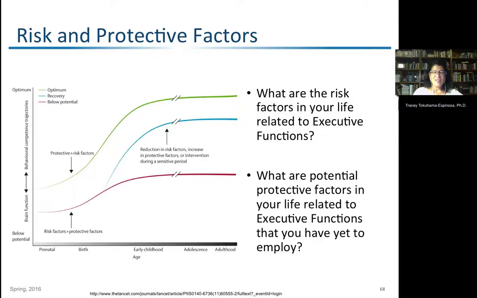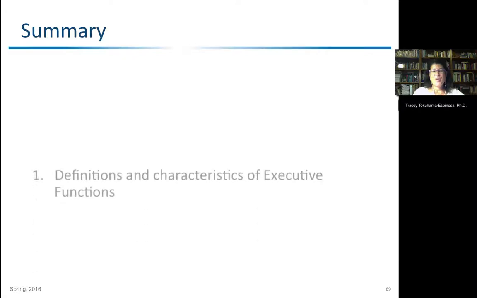To close, I want you to think about your personal risk and protective factors related to executive functions. What are the risk factors in your life related to executive functions? What are the potential protective factors in your life related to executive functions that you have yet to employ? What is something new that you might be able to add into your daily routine which would enhance the probability of improved executive functions? Okay, so what did we try to do?